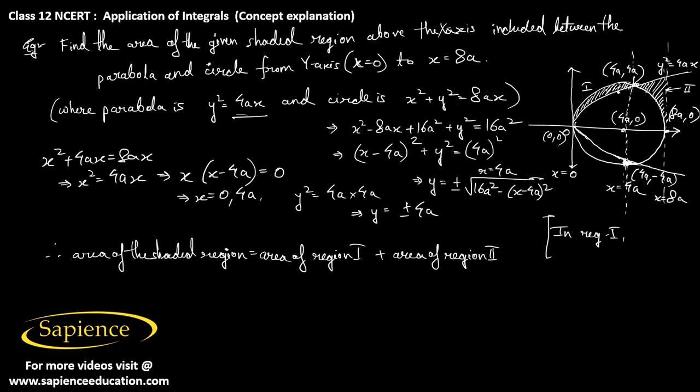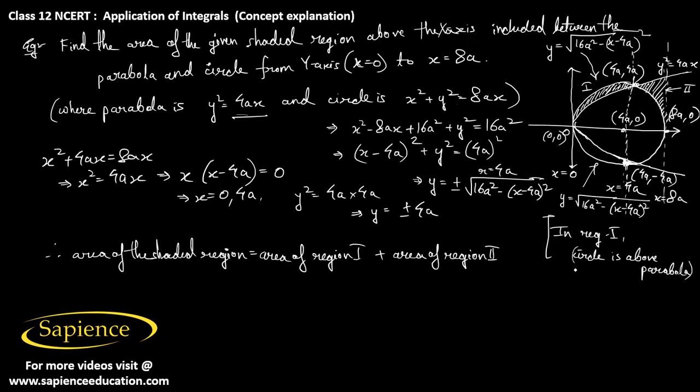So it means the region of the circle which is above the x-axis, this branch will have the equation y equal to square root of 16a square minus x minus 4a whole square. And that region which is below the x-axis will have the equation y equal to minus root over 16a square minus x minus 4a whole square. So in region 1, the circle is above the parabola.